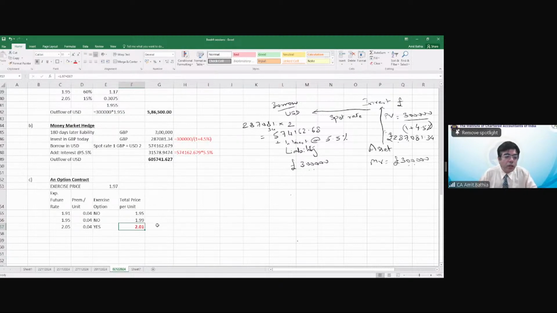Why did this happen over here? We were so far adding these two, so why did we essentially subtract? It is not 2.05 minus 0.04. Please note that. This is basically the cost, which is 1.97, my exercise price, plus I am adding 4 cents, which I have paid as premium. So that gives me my total cost, right?